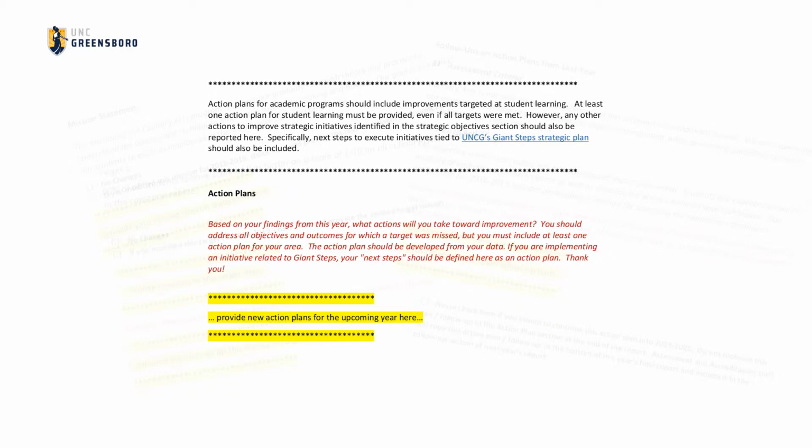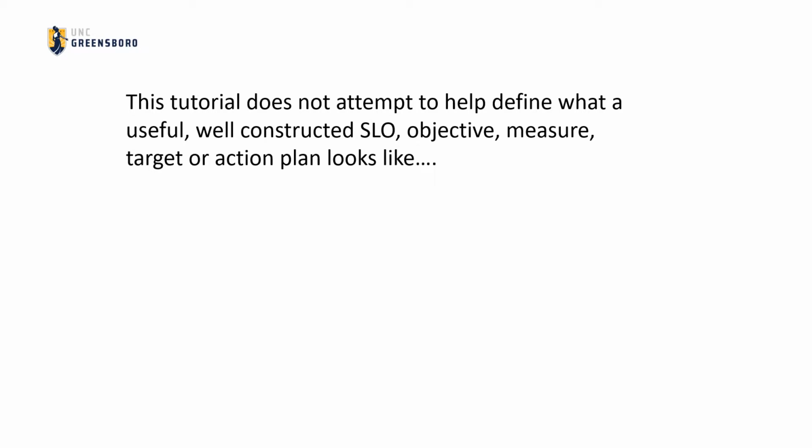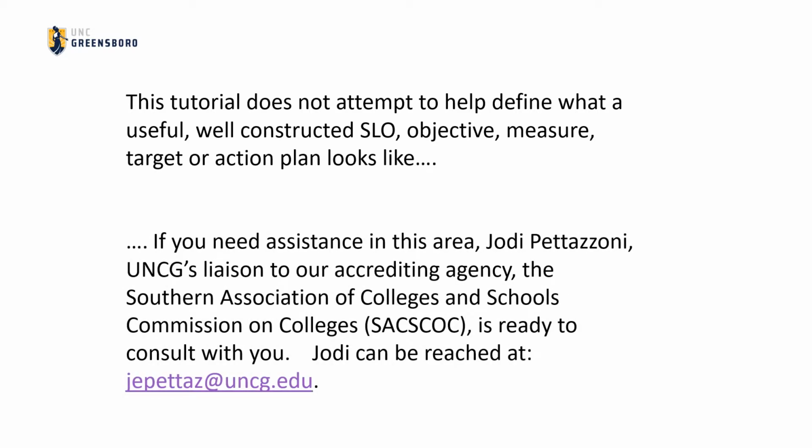This tutorial will walk through the various sections of the report where this requested information can be provided by the user. This tutorial does not attempt to help define what a good SLO, objective, measure, target, or action plan might look like for your specific program. If you need assistance defining these components, Jody Petazzoni, UNCG's liaison to the Southern Association of Colleges and Schools Commission on Colleges, also known as SACS-COC, is ready to consult with you.